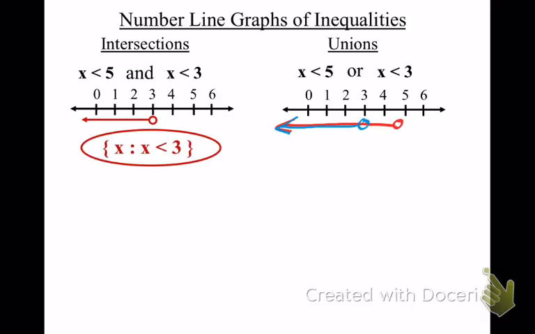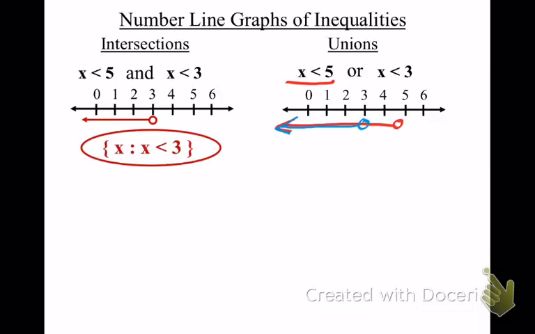What is it asking for? Hayden. The union. Which inequality describes the union? Nicholas. X is less than 5, the red one. And so it would be only the red line, right?